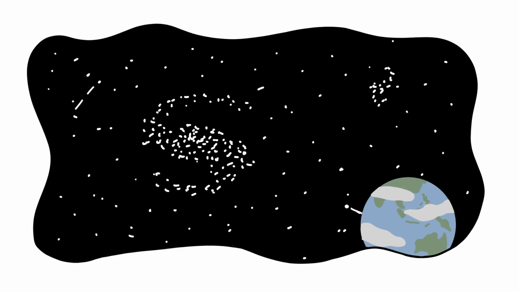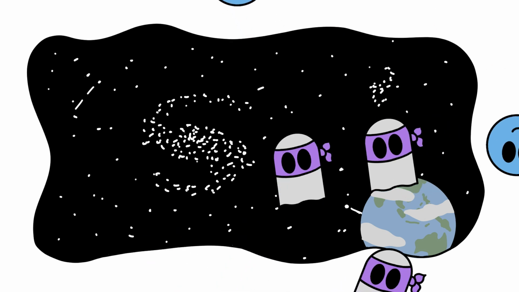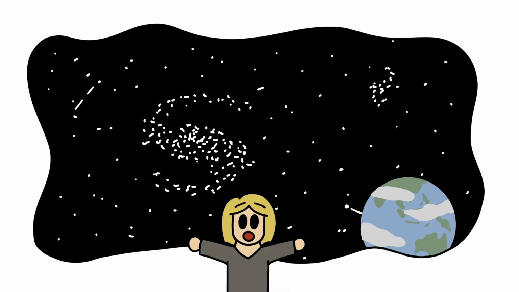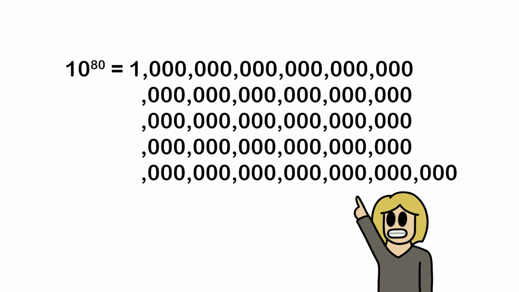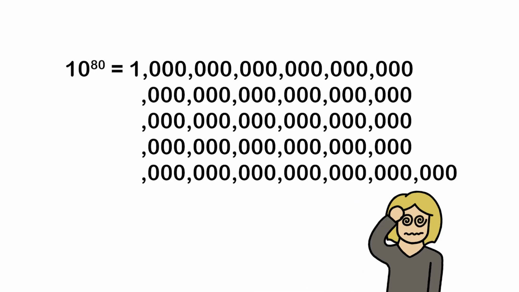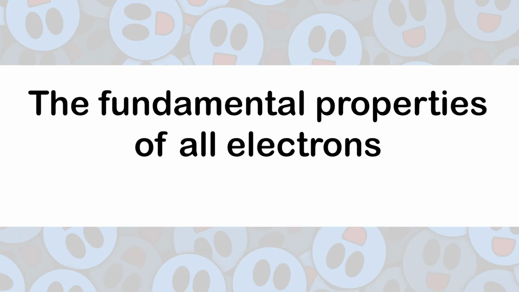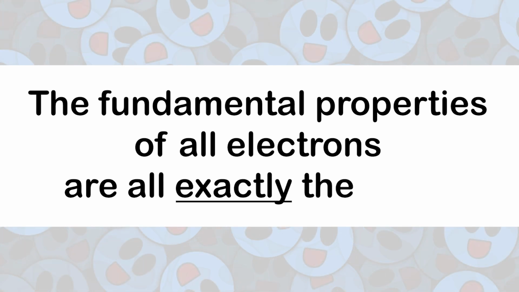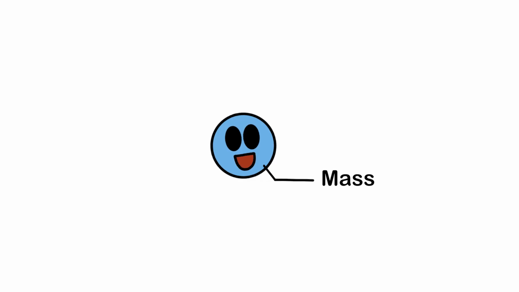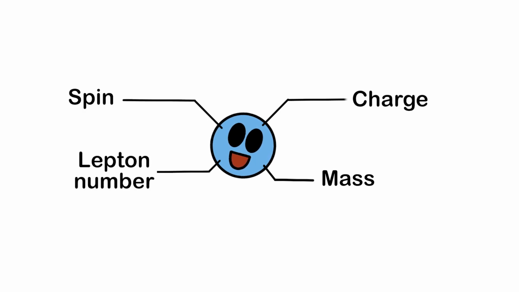Let us first try to understand the problem the one electron universe actually tries to solve. The universe is built out of, and therefore filled with, particles: electrons, photons, neutrinos and others, and there are many of them. Approximations say that there are more or less this many electrons in the universe. Just electrons. And the fundamental properties of all these electrons are all exactly the same. Their masses are identical, their electrical charges are identical, their spins are identical, their lepton numbers are identical.